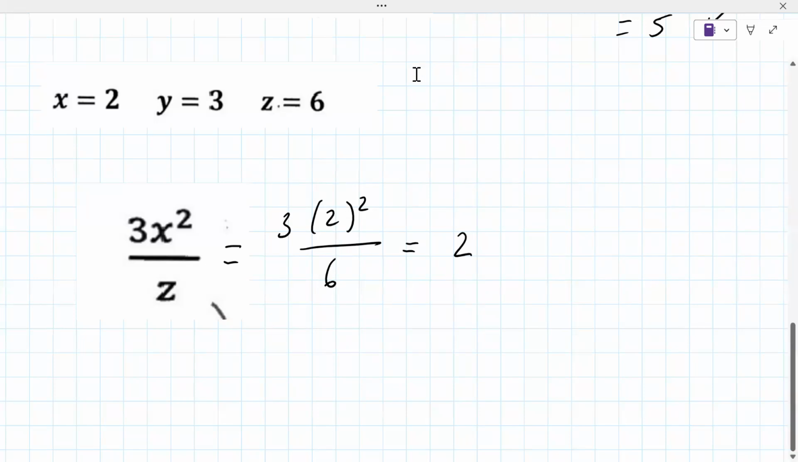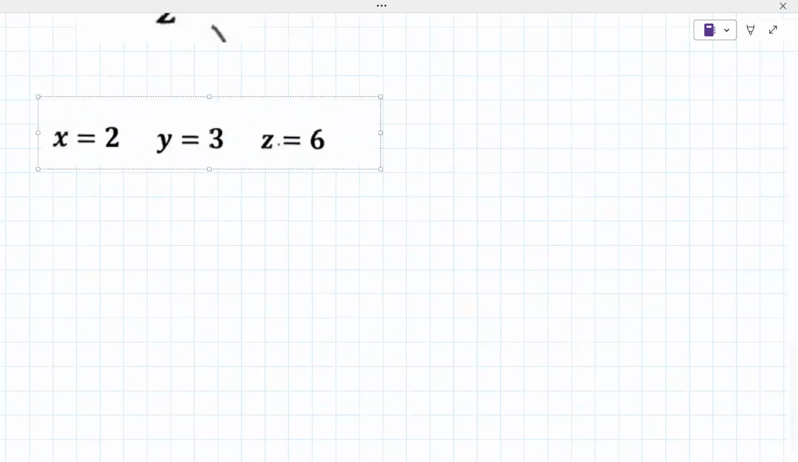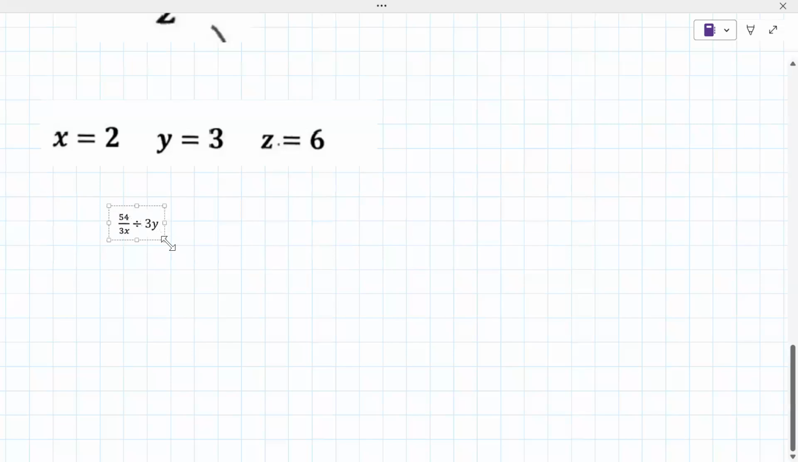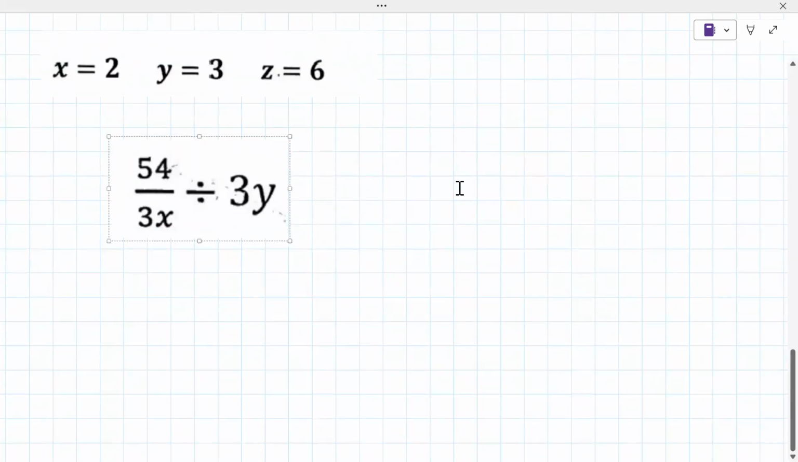All right, so let's try another one here. Same 3 numbers. I know the quality of this isn't that great. It's a scan, and I'm snipping a scan, but hopefully it's all right. Try this one, please.